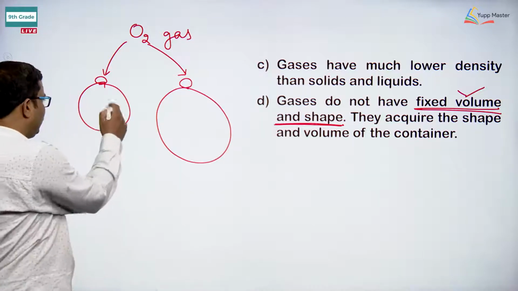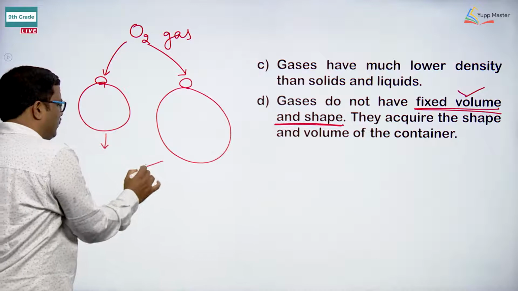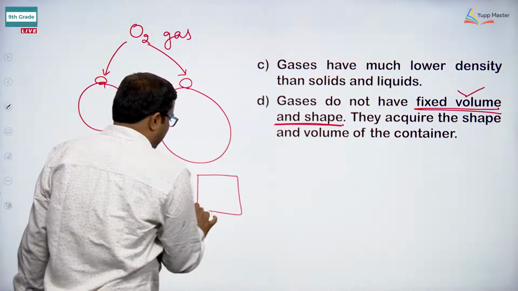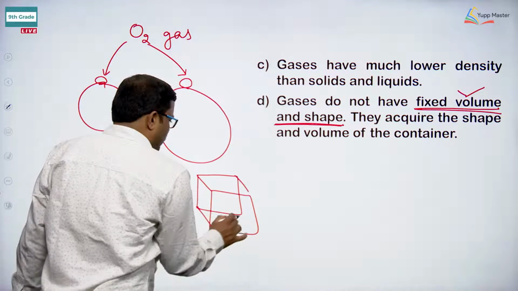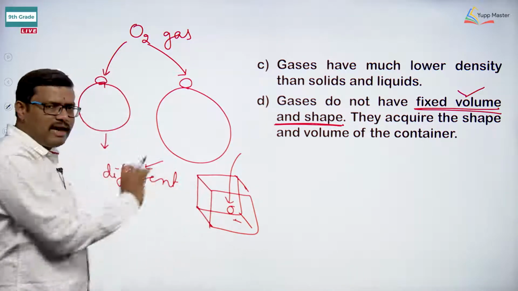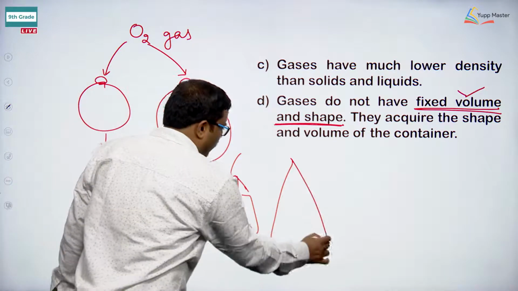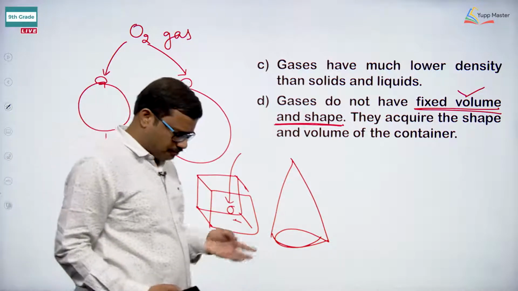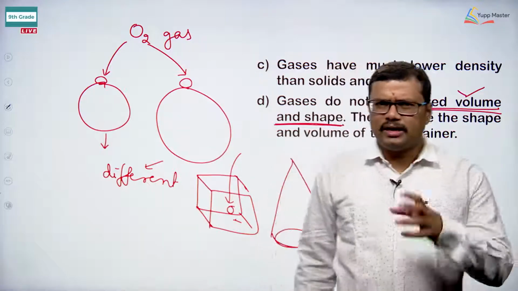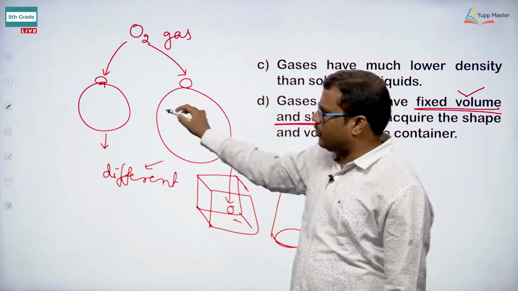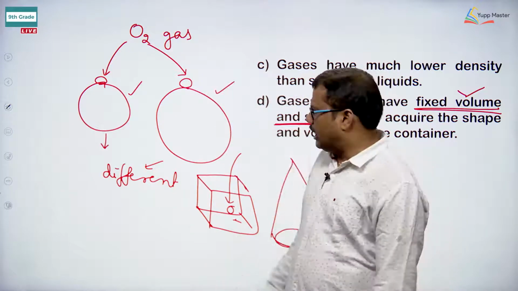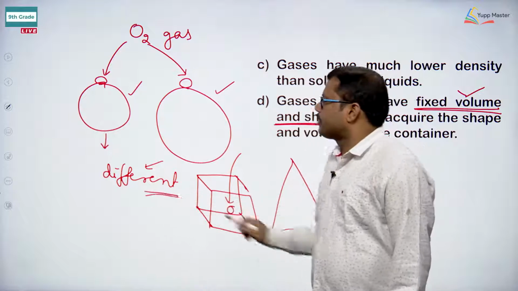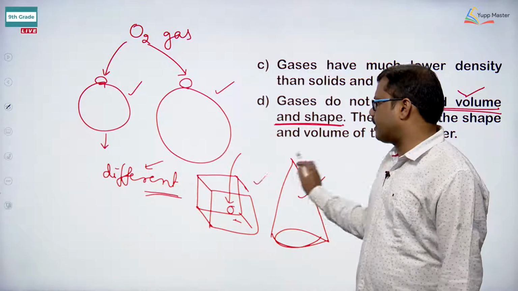What about the shape? The shape of this balloon and the shape of this one are different. So, the two balloons will have different shapes, and if I take a vessel which has the shape of a cube and fill oxygen into it, it is going to occupy the volume of the cube. If I take a cone, the gas is going to occupy the shape of the cone. So, the oxygen gas does not have a fixed volume because it can occupy the small balloon, or the same amount can also occupy the large balloon. And it is going to take the shape of the container in which it is stored.